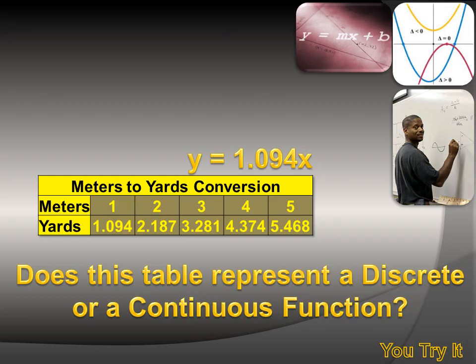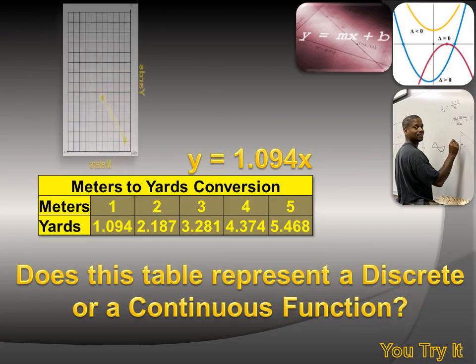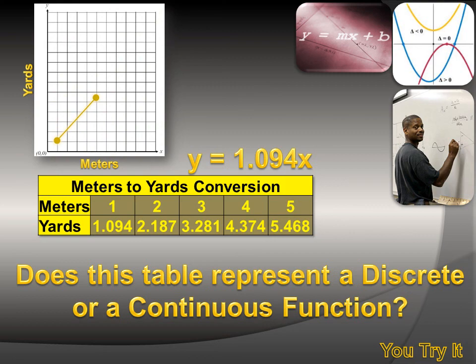My meters could run continuously from 1 meter to 5 meters. And the same is true of my yards. I can have all kinds of fractional units between the 1.094 yards and the 5.468 yards. So both my meters and my yards are continuous. If I were to graph this, it'd look just like that. I would draw a continuous line between 1 meter and 5 meters, and it would be a continuous function.